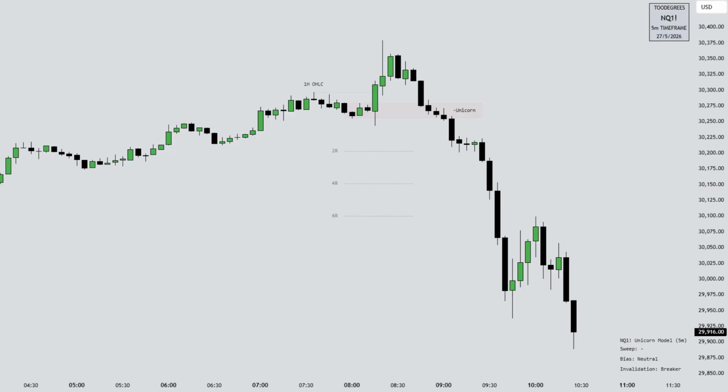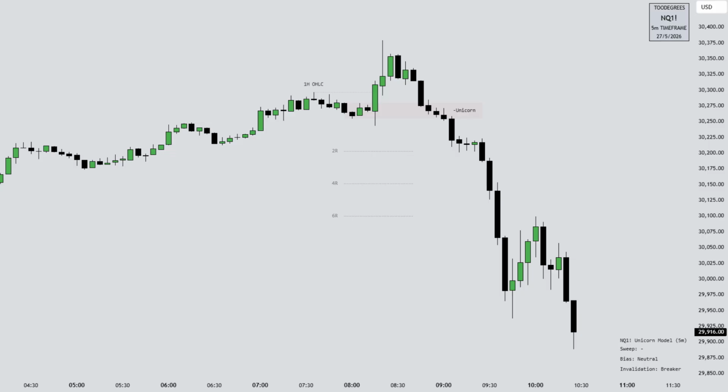After that, we get a first important clue: displacement lower. The market aggressively rejects the highs and begins delivering strong bearish candles back underneath the short-term range. And that displacement is critical because it confirms that buyers are no longer in control of delivery. Once that shift occurs, the unicorn model identifies the retracement zone inside the bearish imbalance and breaker structure.